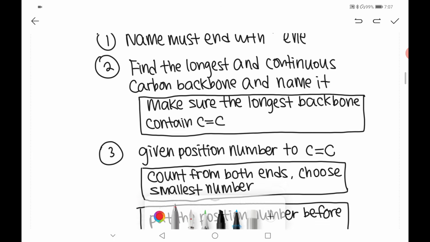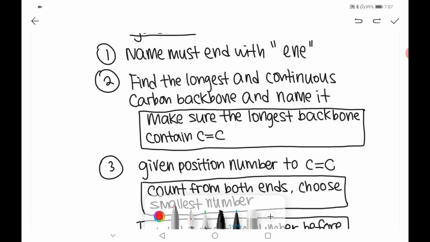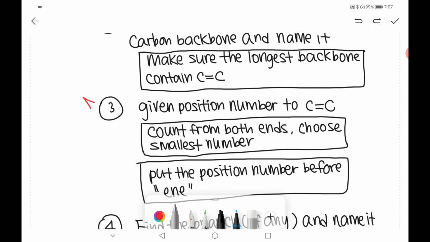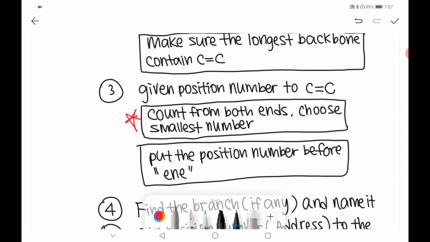After we find the longest and continuous carbon backbone, now for alkene, this is something new for you. For alkene, you need to give the position number for the carbon-carbon double bond. You need to tell people where the double bond is. How to get the position number? You need to count from both ends. Count from the left to the right, then count from the right to the left, then you need to choose the smallest number.